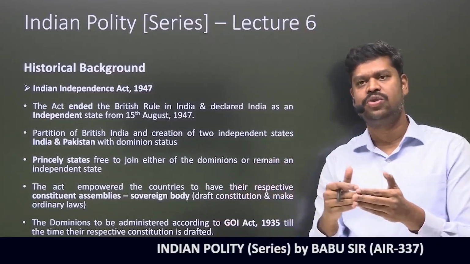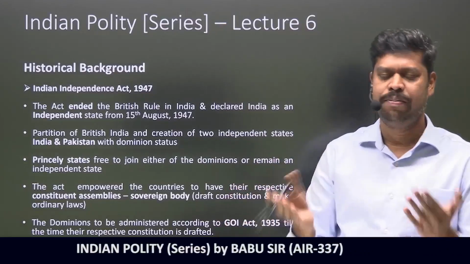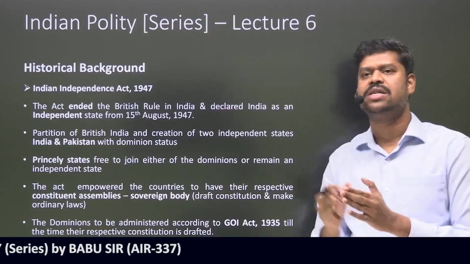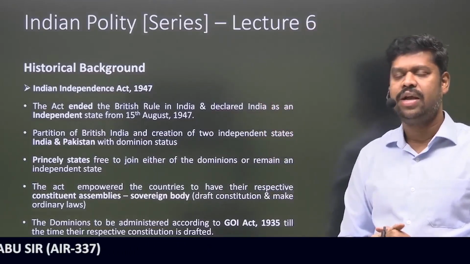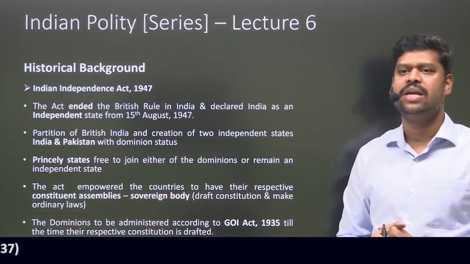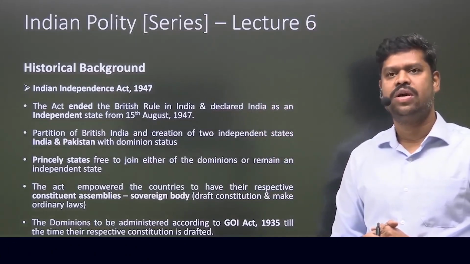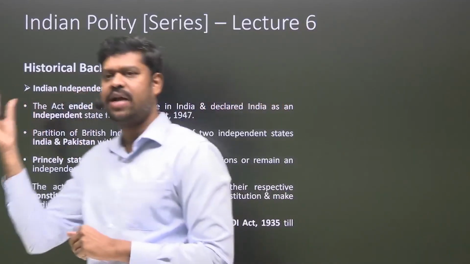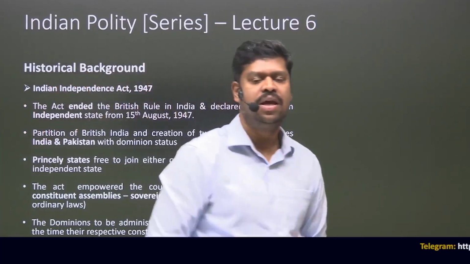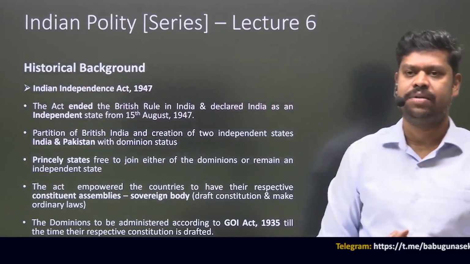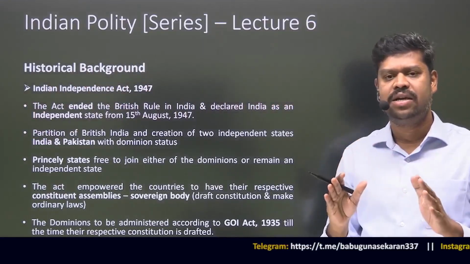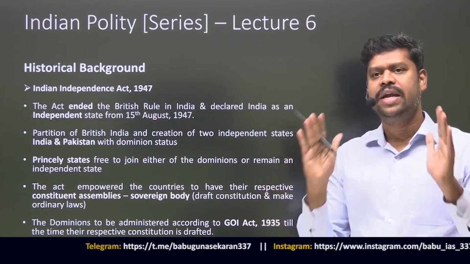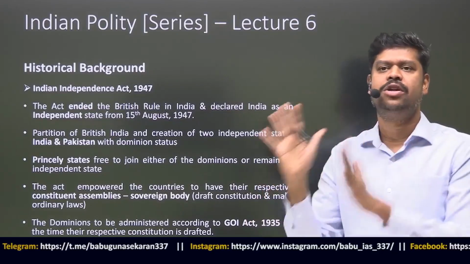But however, the Constituent Assembly was not very active. Although they met on 9th December 1946, it was not very active unless and until independence was given. And India was given independence in 1947. 15th August 1947, India was given independence based on the act that was passed by the British Parliament, and that is nothing but the Indian Independence Act. The Indian Independence Act did not provide any mechanism as to how India is to be governed. The Indian Independence Act only gave independence to India.